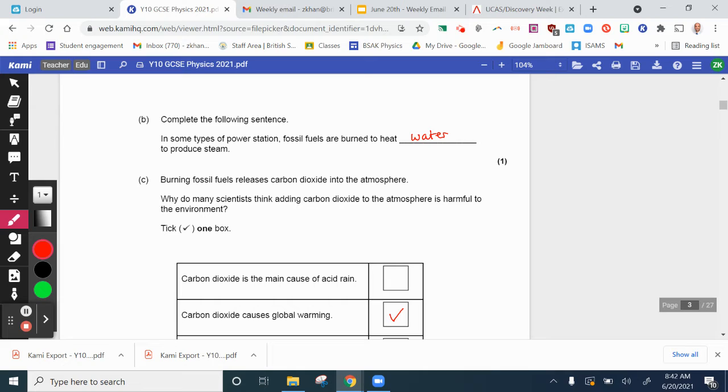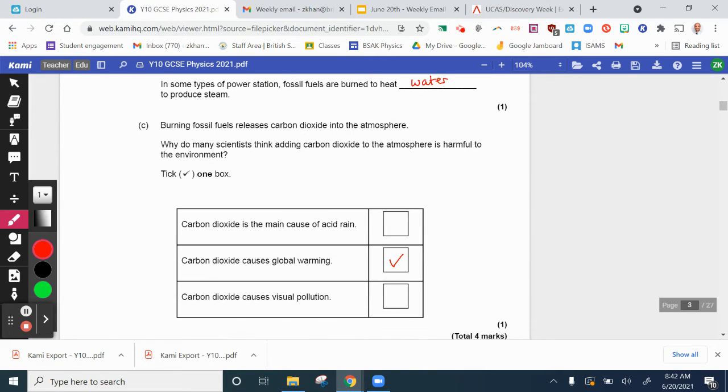Following question, complete the following sentence. In some type of power station, fossil fuels are burned to heat something to produce steam. Okay, so steam is water heated up. So inside the fossil fuel power stations, water is heated, that turns to steam, that drives turbines, which drive the generator to produce electricity. Burning fossil fuels releases carbon dioxide into the atmosphere.